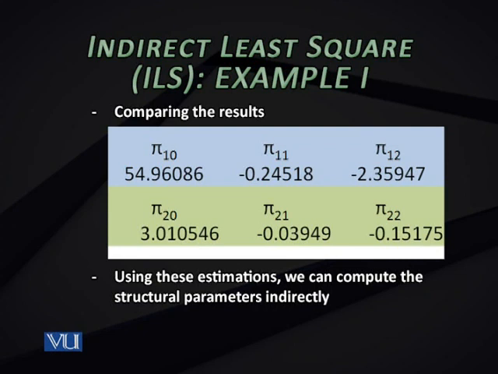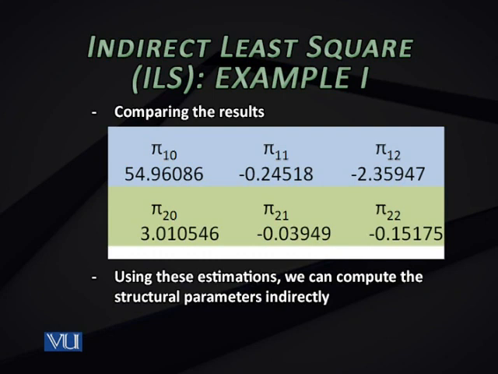Similarly, if you remember, the second equation was written as y2 is equal to pi 2 naught plus pi 2 1 x1 plus pi 2 2 x2. So these values as the coefficients of x1 and x2 in fact are pi 2 1 and pi 2 2. And the intercept is pi 2 naught. So pi 2 naught is 3.011 and pi 2 1 is minus 0.039 and pi 2 2 is minus 0.152.